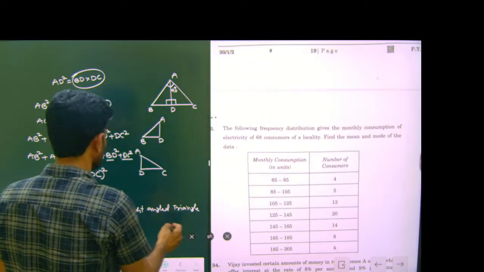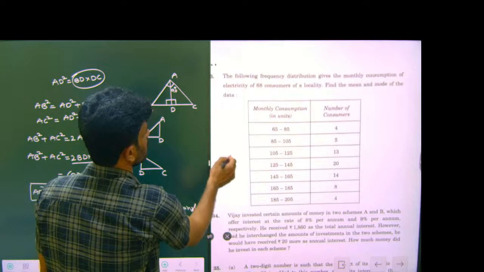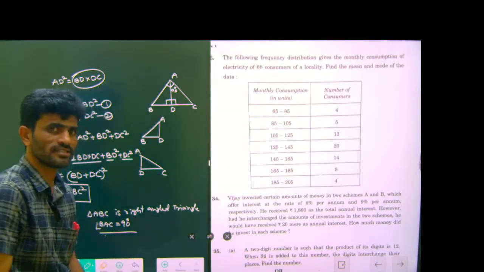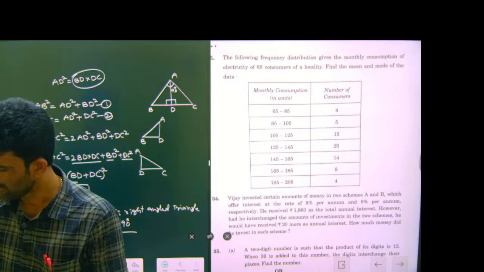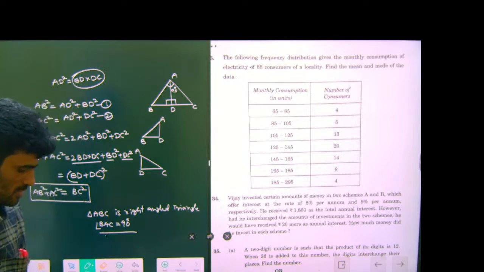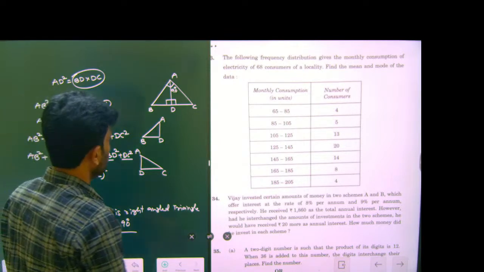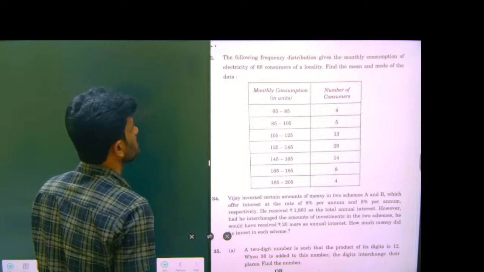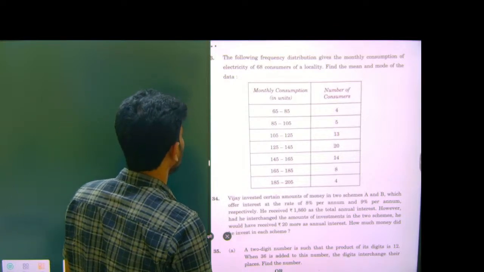Now the next 5 marks question. The statistics related questions are given in 3 sets, 3 different questions. In one set, one question, I will discuss this question. They are asking to find the mean and mode.